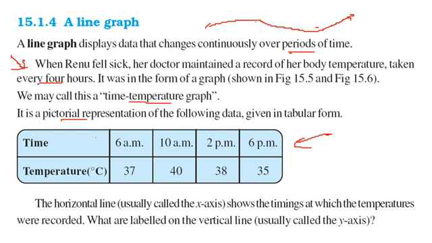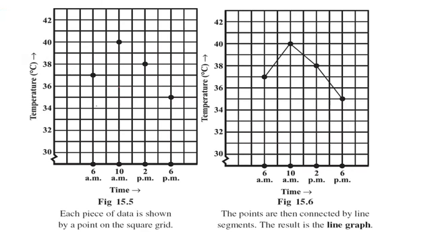In this horizontal line, or we call it the x-axis, we'll use it to show the timings at which the temperatures were recorded. So these are the times on the horizontal axis. And on the vertical axis, we'll show the temperature. That is the y-axis. So at 6 a.m. the temperature was 37. So we just took this 37 and 6 and where the lines intersect, we place a point. And similarly for 10, 2 and 6, and we join them. This joining, this is the line graph.